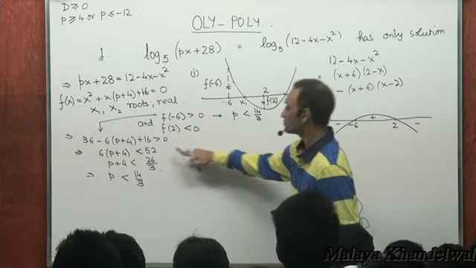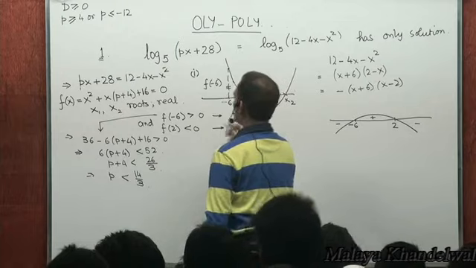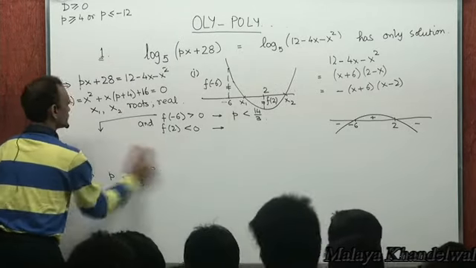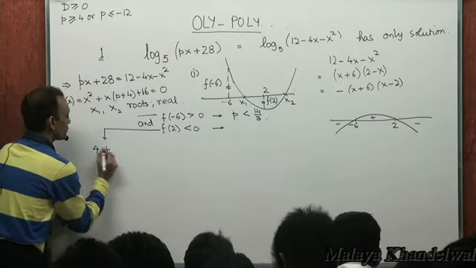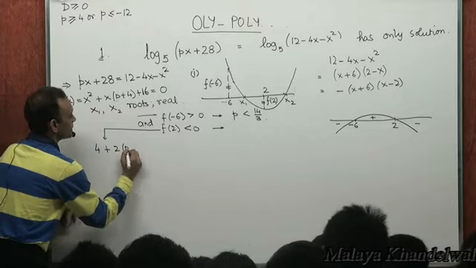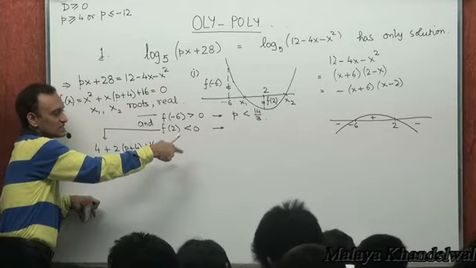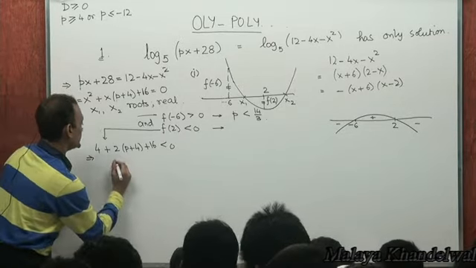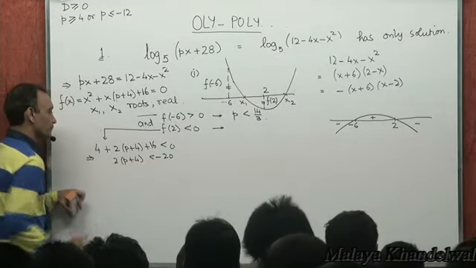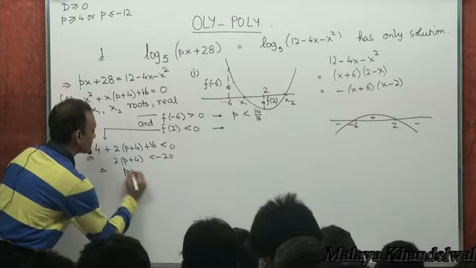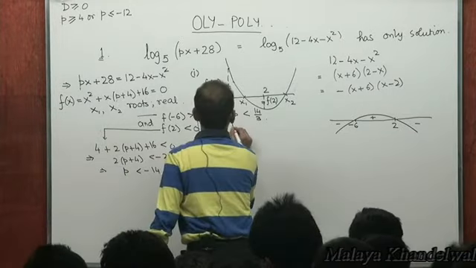Right? Now, f of 2 less than 0. Can I wipe this off now? Or let me allow it to stay there. F of 2 less than 0. I need some room here. F of 2 less than 0 means 4 plus 2 into p plus 4 plus 16 less than 0. That's f of 2 less than 0. So that gives me 2 into p plus 4 less than minus 20. This gives me p plus 4 less than minus 10, or p less than minus 14. Yes or no? Right? So this gives me p less than minus 14.